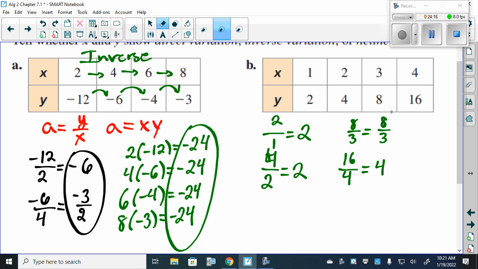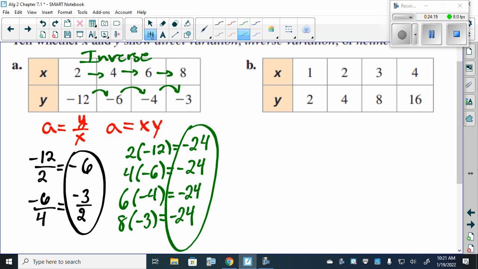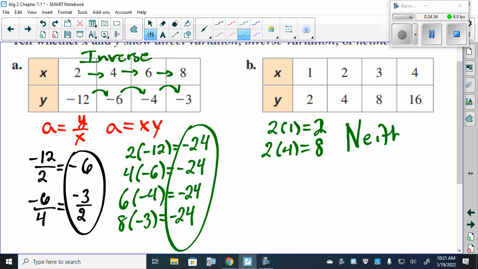All right. I'm going to erase this here so I have a little more room. And if we try inverse, 2 times 1 is 2. 2 times 4 is, so this here is neither. It's neither direct or inverse variation. It would actually be a quadratic function. Any questions on A or B?